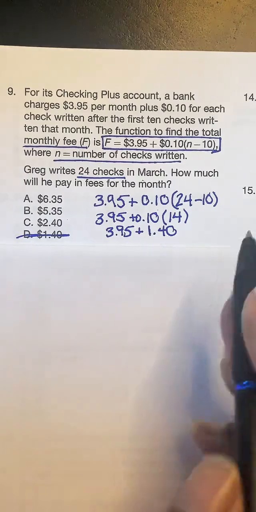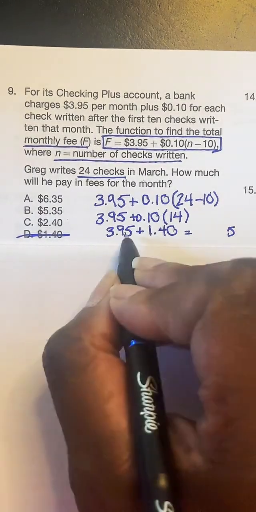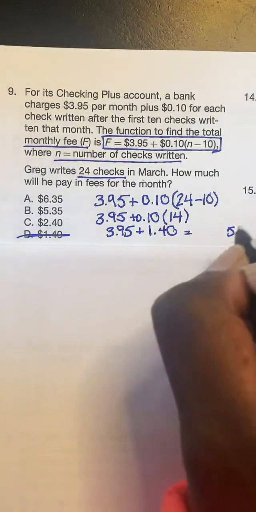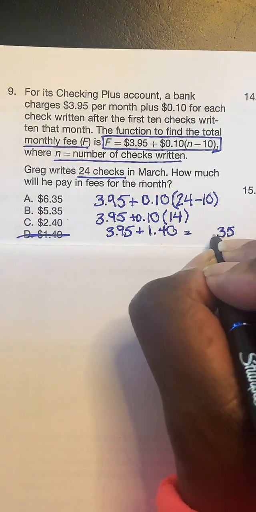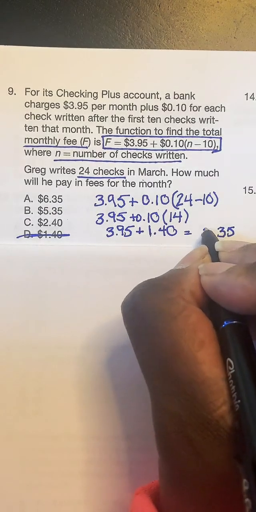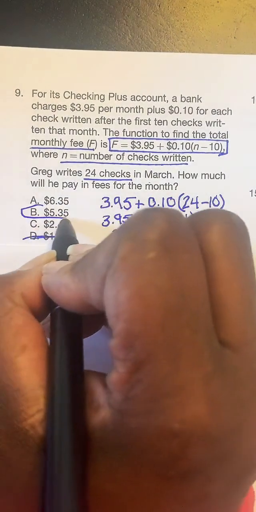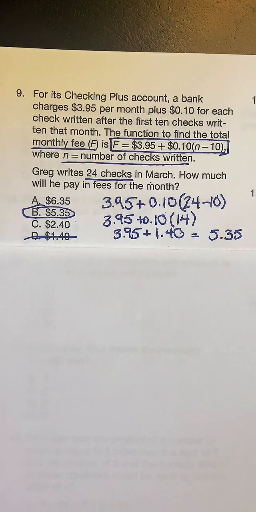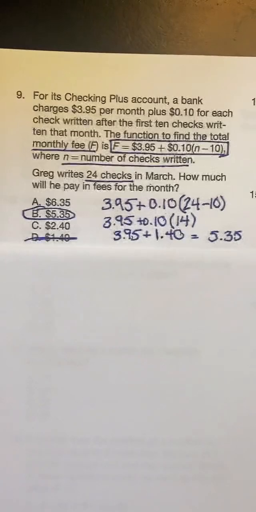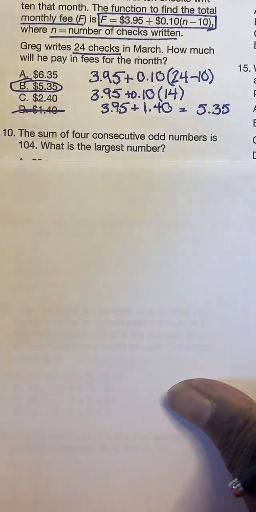So we have our 5 and 0, 9 and 4, that gives us 13. So 3, carry the 1. 3 plus 1 is 4, plus 1 is 5. So right away, our answer is going to be B, $5.35.